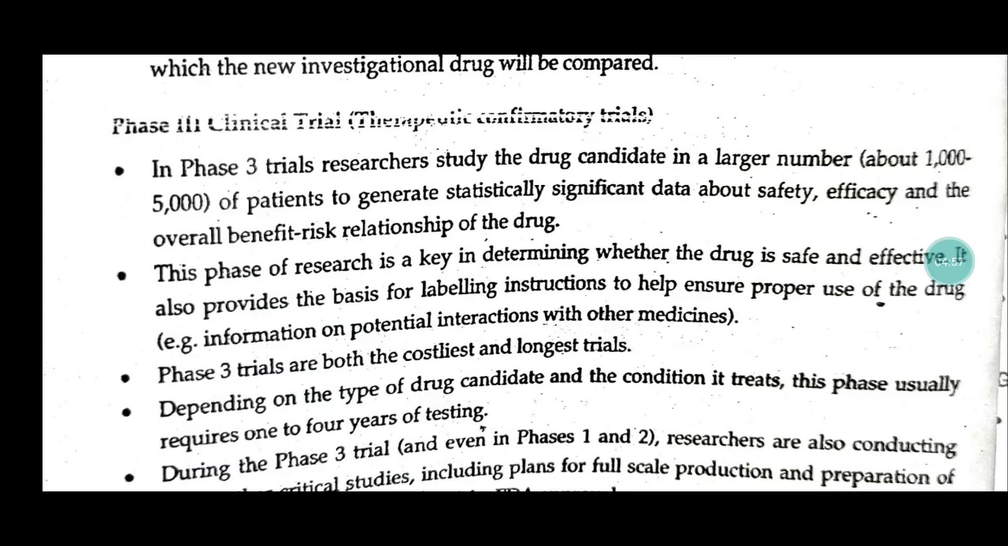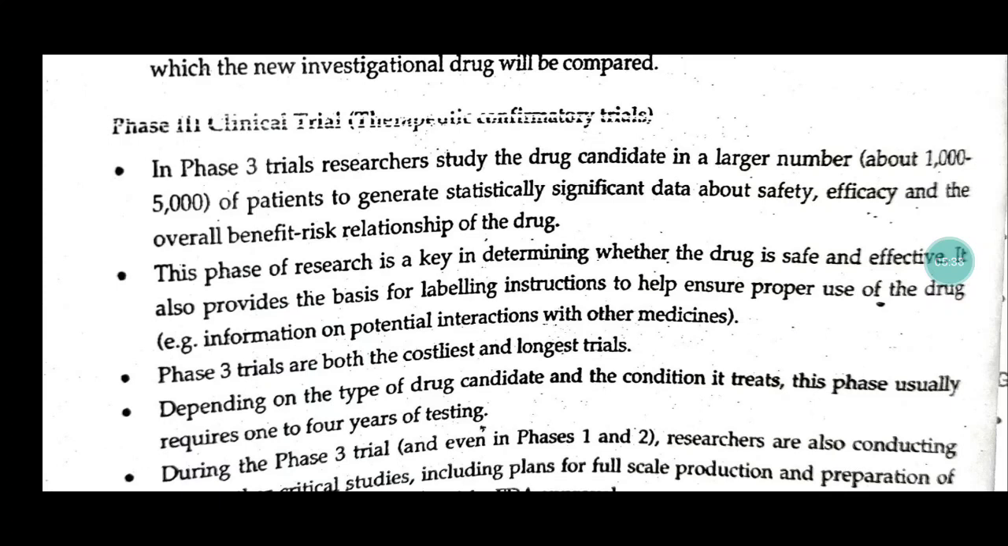In phase 3 trials, researchers study the drug candidate in a larger number, about 1000 to 5000 patients, to generate statistically significant data about the safety, efficacy and overall benefit-risk relationship of the drug. This phase of research is key in determining whether the drug is safe and effective, and it also provides the basis of labeling instructions to ensure the proper use of the drug, for example, information on potential interactions with other medicines.